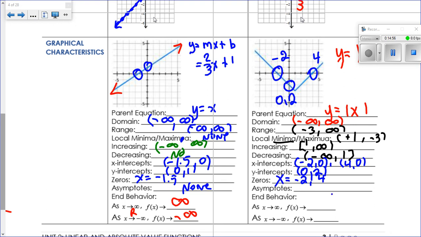Asymptotes, there are none on absolute value equations, usually. My end behavior, as I move over towards the left, I am increasing towards infinity. As I move over to the right, my y values are increasing. So far so good. Let's move to the next page, okay?